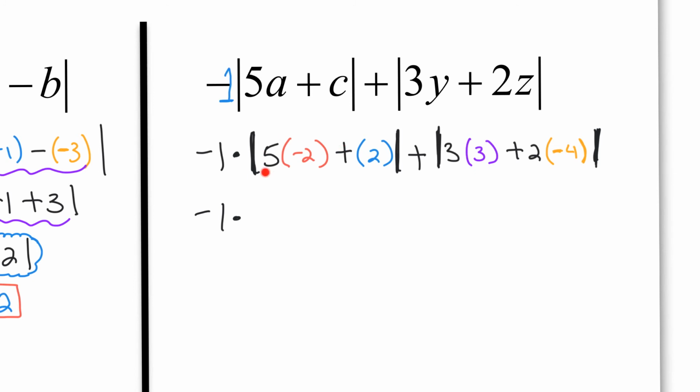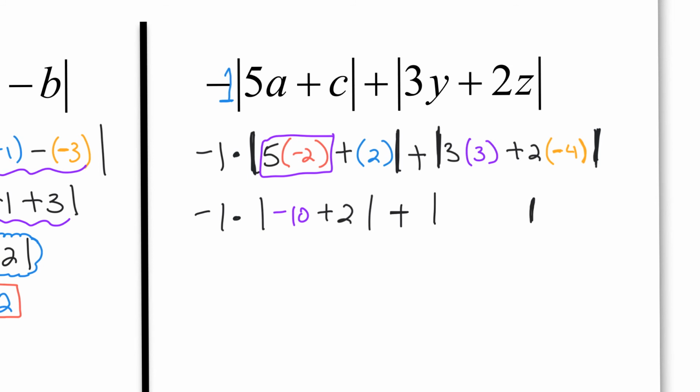Order of operation, I have to multiply before I add. So I'm going to have absolute value, and 5 times negative 2, that's negative 10, plus 2. The 2 is by itself, so I just bring it down. I don't need the parentheses anymore. Plus, and I have my other absolute value right here.